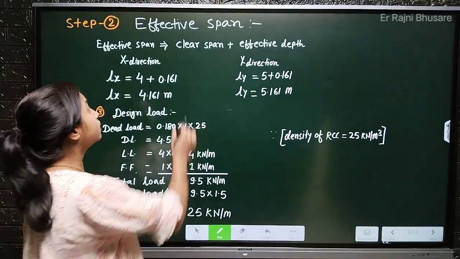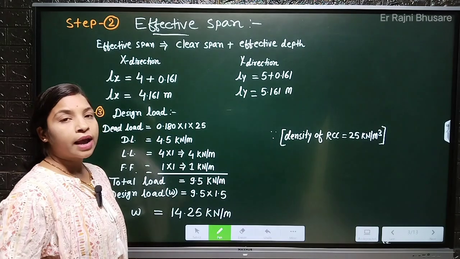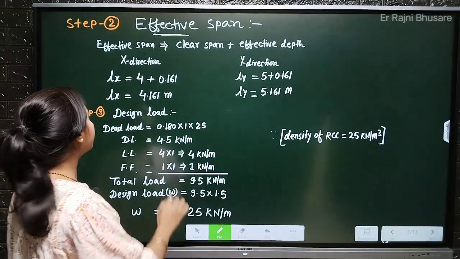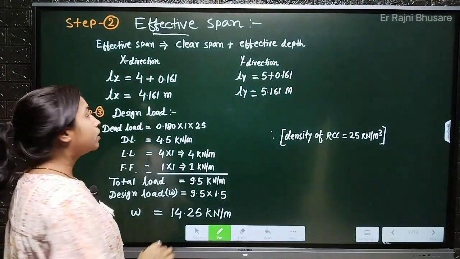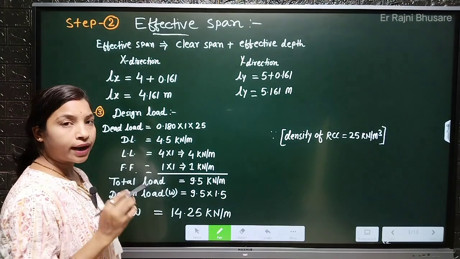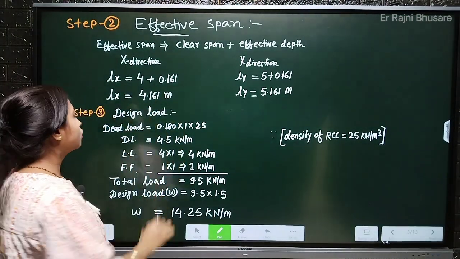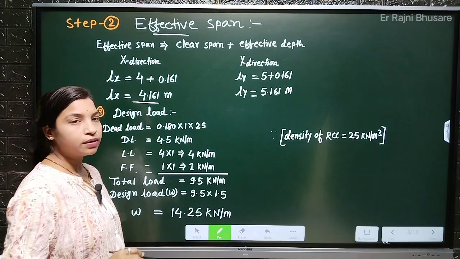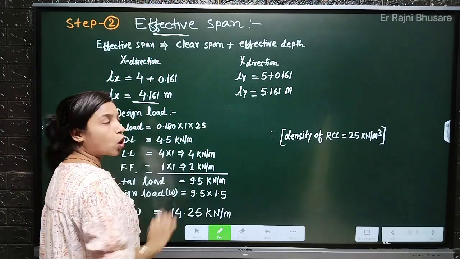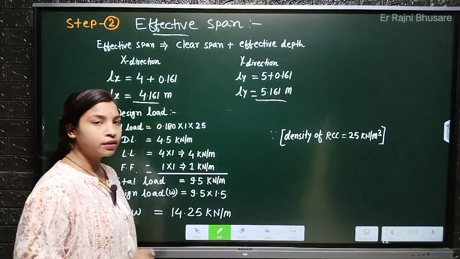After that our second step is to determine the effective span. The formula is clear span plus effective depth, and we have two parameters, x direction and y direction. First, Lx is our shorter span, so 4 plus 0.161, as we have already calculated D effective 161, taking it in meter. So our Lx value is 4.161 meter. Similarly we calculate the y direction: our Ly is longer span plus 0.161, so the Ly value is 5.161 meter.